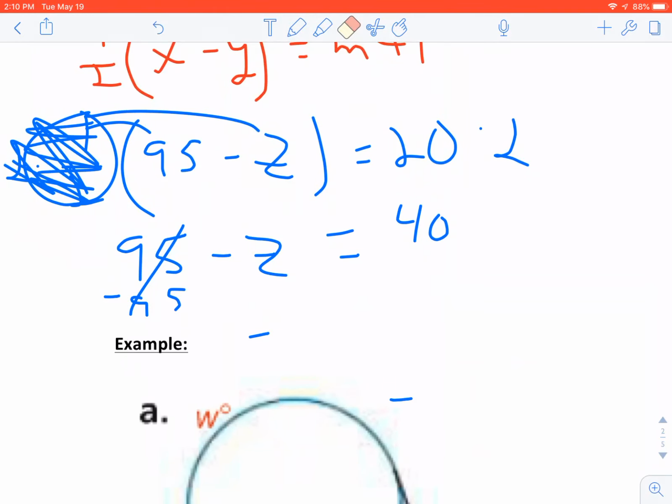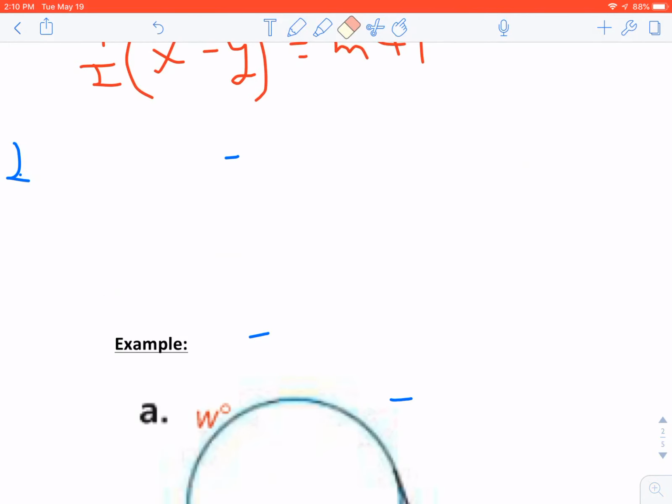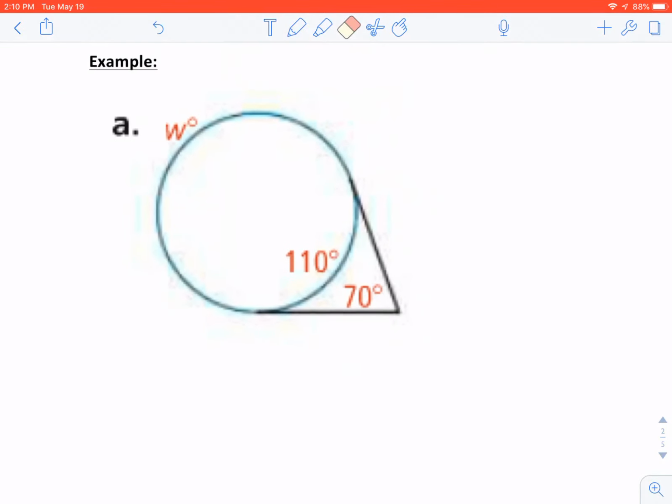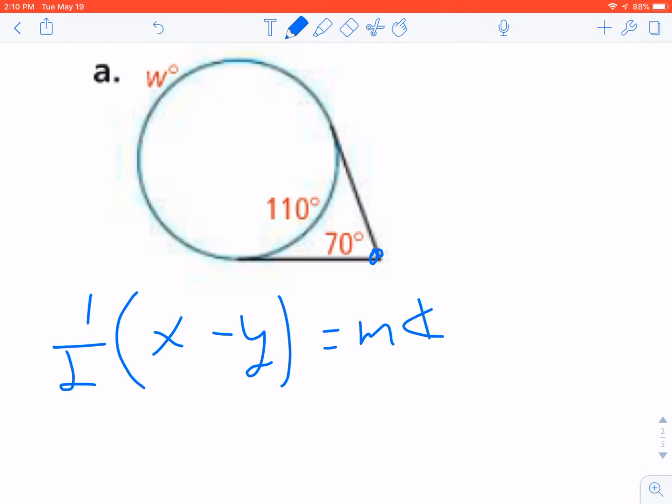All right. The next example would be one that I would have you do on your own. So if you would like to, pause this, try it, and then compare it to what I get. So in this case, again, the intersection is occurring outside of the circle. So I have 1/2 of x minus y is equal to the measurement of the angle.